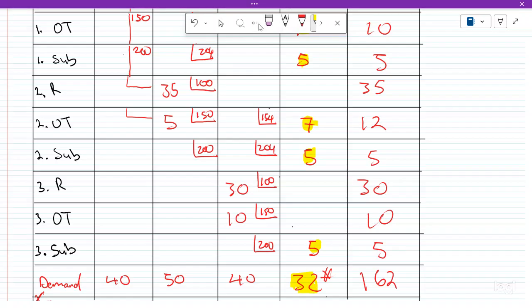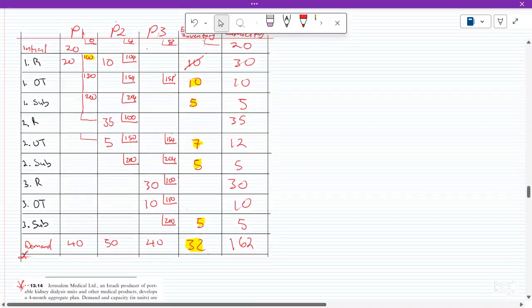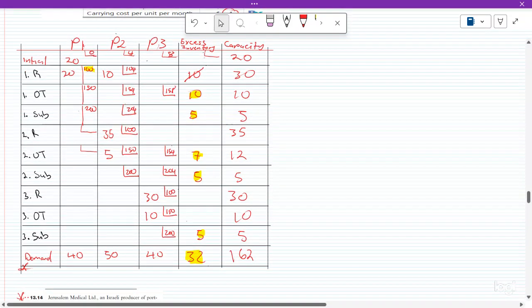Then I can simply remove my star, which would remind me to say, hey, that 32 is not what we could prove. Now the system is balancing. We have a 40 plus 50 plus 40 plus 32, which gives us 162. Now they've balanced the supply and demand.